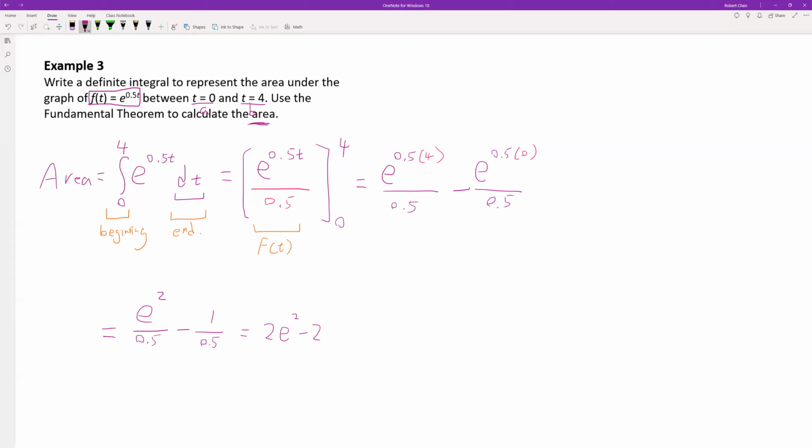And just like the previous example, if you want, you can factor out the 2 and write it as 2 times e squared minus 1, making it a nicer representation. And again, both of these are fine.